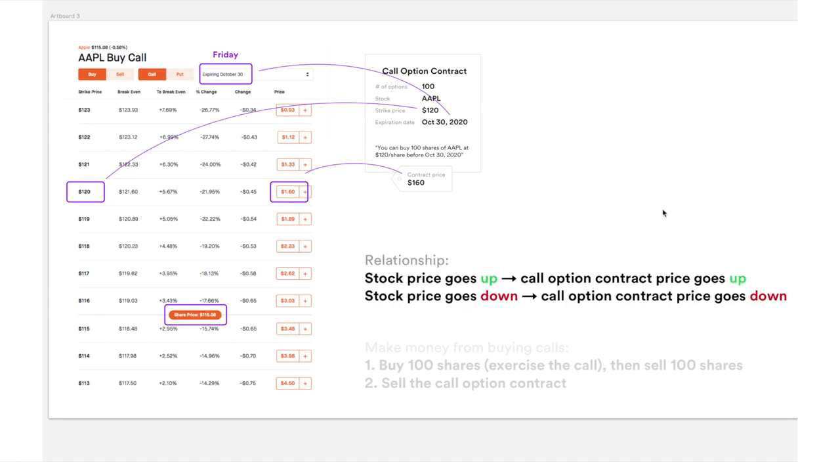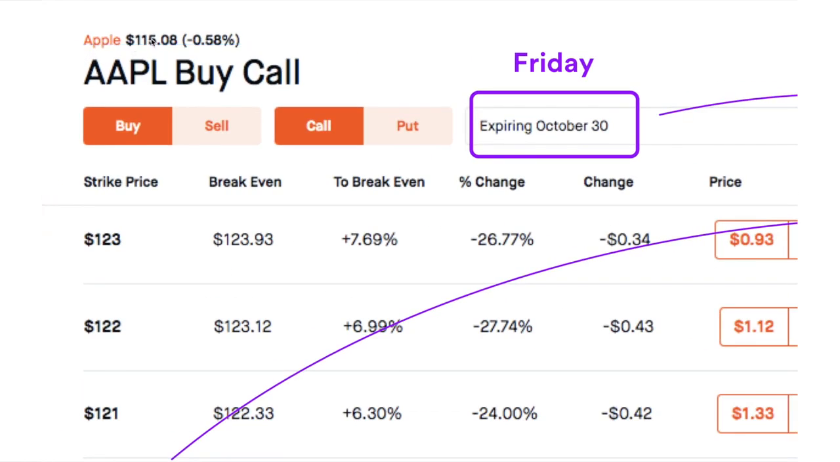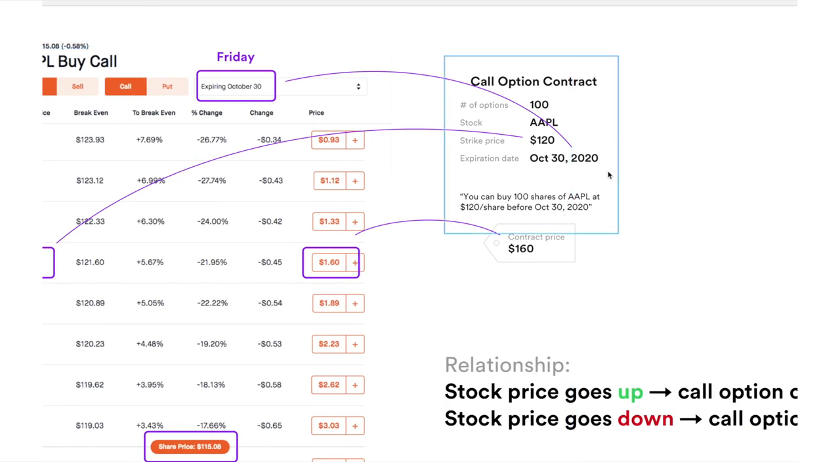So let's take a look at the relationship between the stock price and the contract price. Generally speaking, if the underlying stock price goes up, the call option contract price will also go up. If the stock price goes down, the call option contract price will go down, right? It's a very simple, very linear correlation between the stock price and the option contract price. So if the Apple stock price goes up from 115.08 to 125.08, that means the same contract, the 120 call contract, is no longer 160, it will be something else, 260, 360, 460, okay?